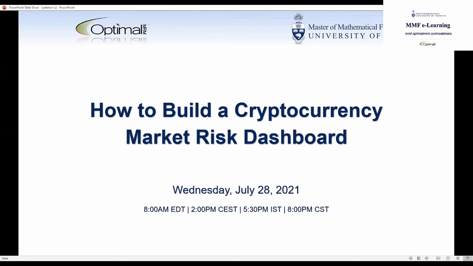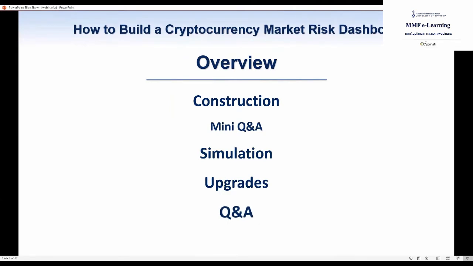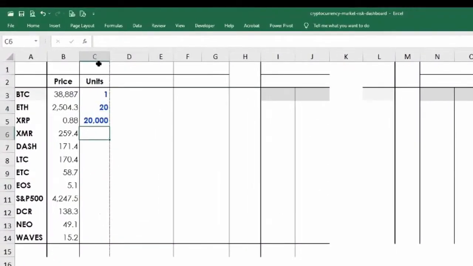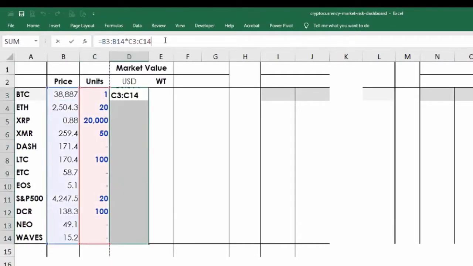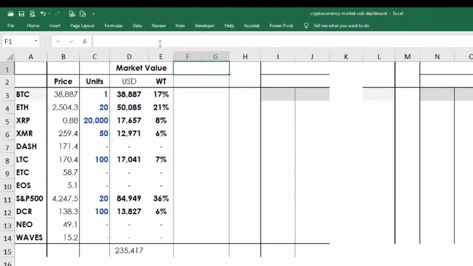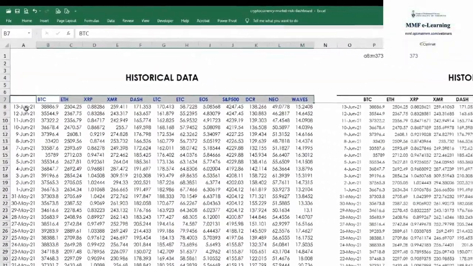In this webinar on building a cryptocurrency market risk dashboard, we start by randomly allocating dollars into a list of arbitrarily chosen cryptocurrencies. The S&P 500 index is included to add a stock market perspective. The first step in the exercise is to calculate a market value. The percentage volatility and dollar volatility use a historical one-year range of daily prices.